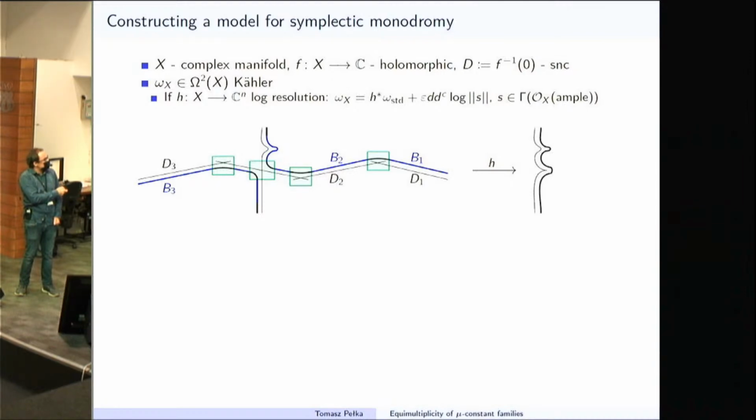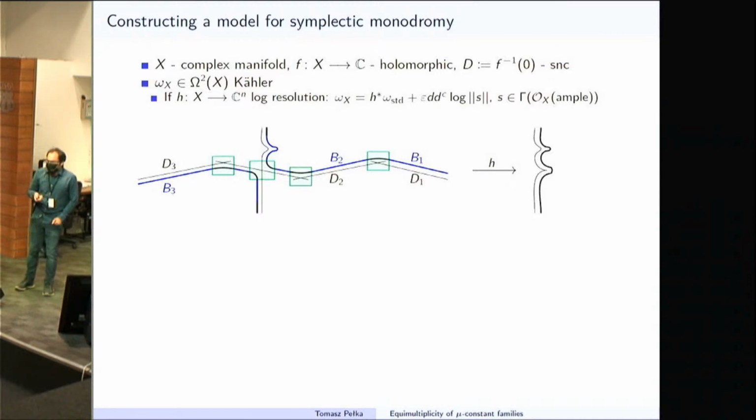So if this picture comes from a resolution of an isolated singularity or of multiple isolated singularities, then I take a form like this. This is just an example. I pull back the standard form from here and modify it a bit so that I get a non-degenerate form here. But I can start with other Kähler forms.